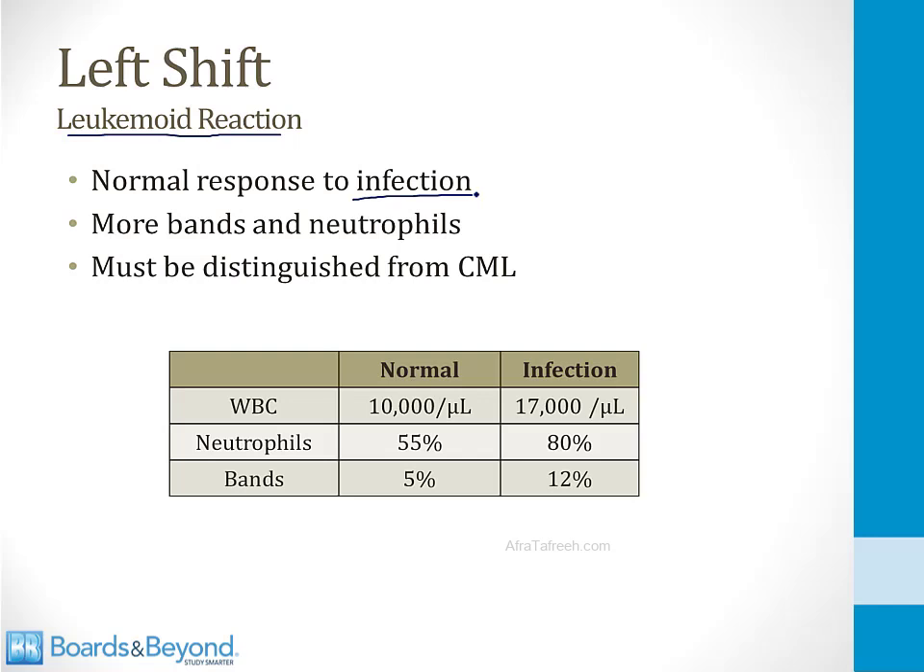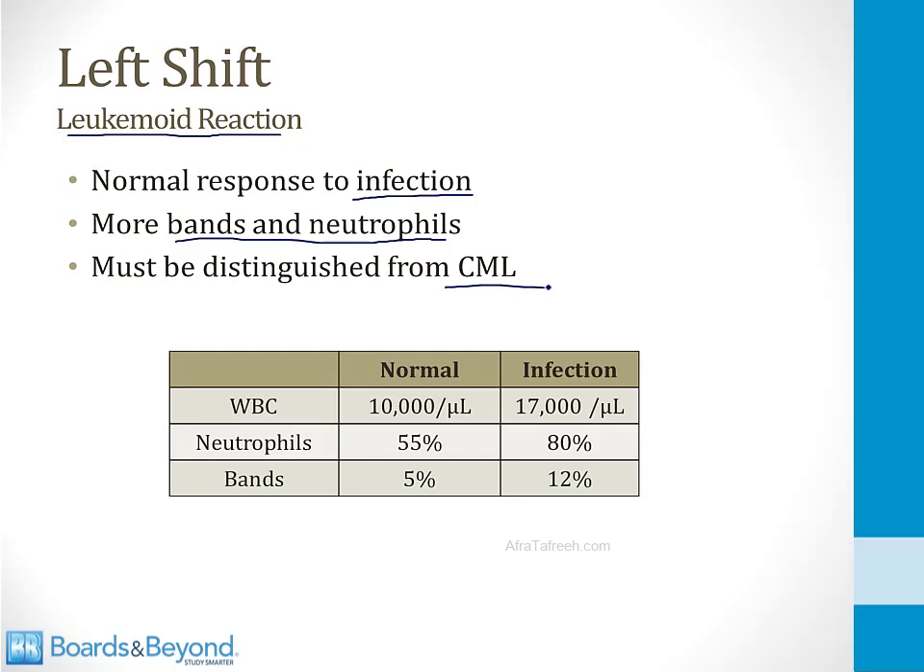When you suspect a patient of having CML, you have to rule out the possibility that they have an occult infection that is driving the production of granulocytes, because in the setting of infection, you also see an increase in the number of bands and neutrophils. So you have to distinguish this situation from CML in order to make the diagnosis of leukemia.